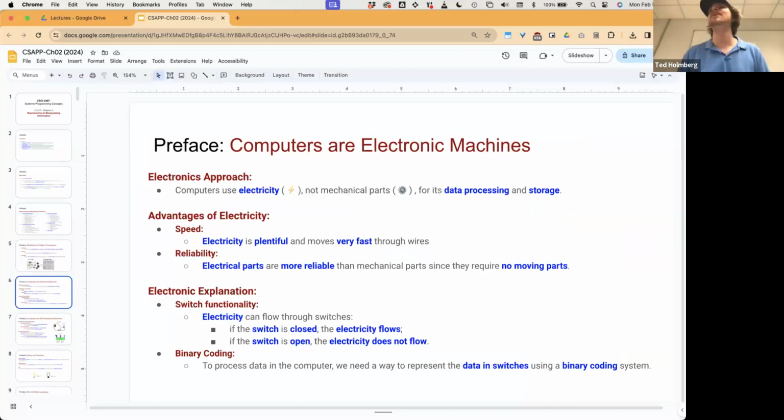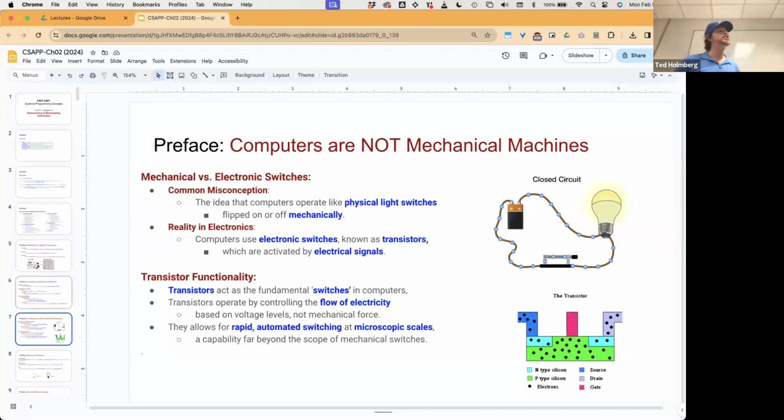That's why they are electronic machines, right? So let's talk about the difference between mechanical versus electronic switches. The common misconception, and let me know if you've ever experienced this, is what I experienced when the explanation was first given to me.